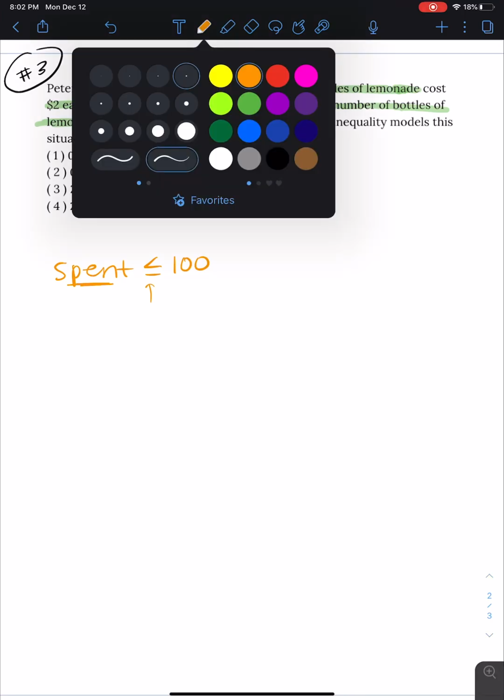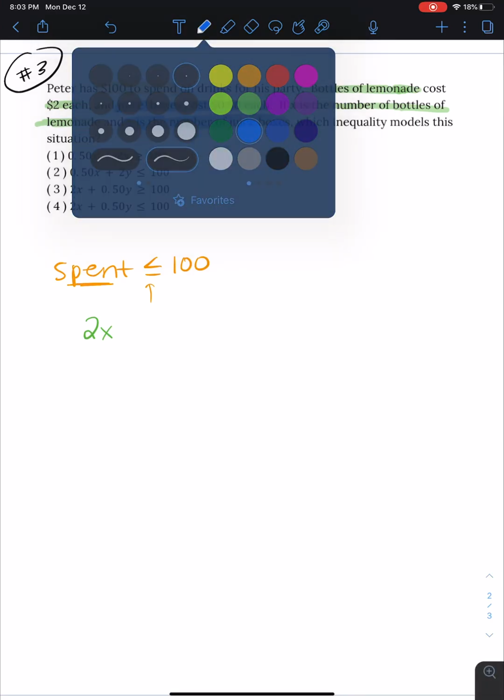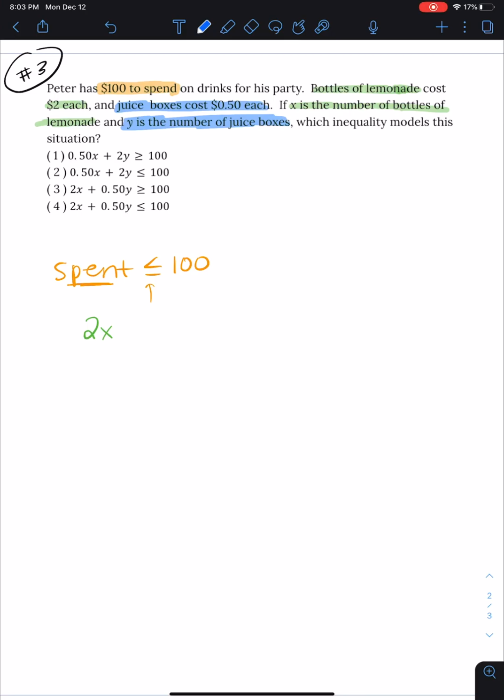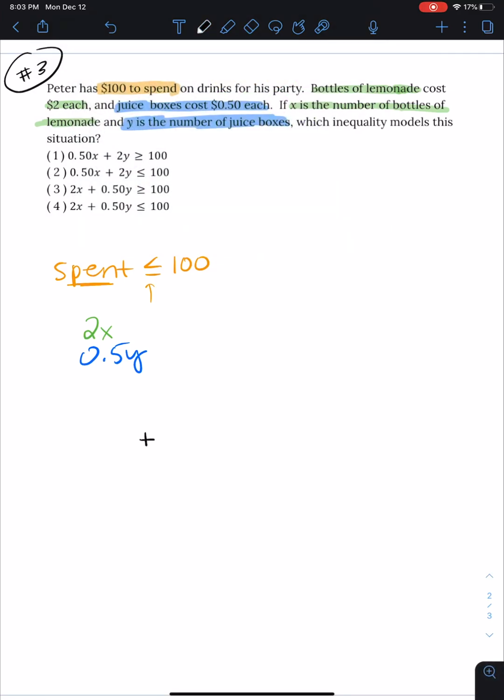So if I wanted to deal with the amount that the lemonade costs, because X represents bottles of lemonade, every bottle of lemonade costs $2. So I can write this as 2X. And if I wanted to represent Y being the number of juice boxes, we know that juice boxes cost 50 cents each. So I'm going to put 0.05Y because that's the cost for each and every juice box, 50 cents.